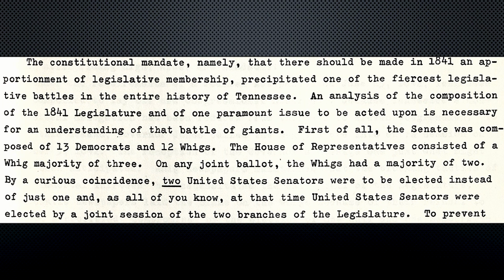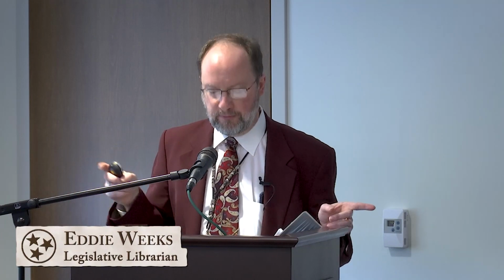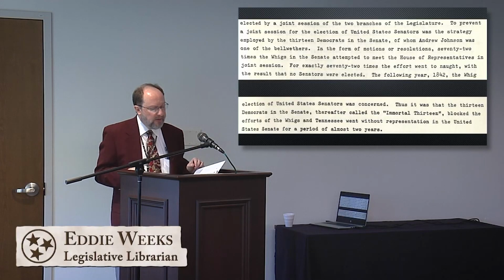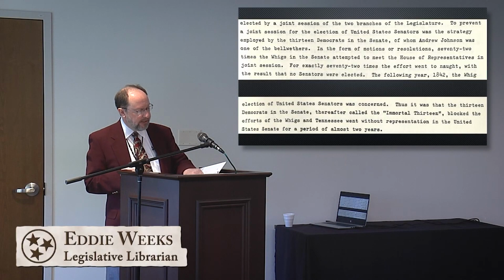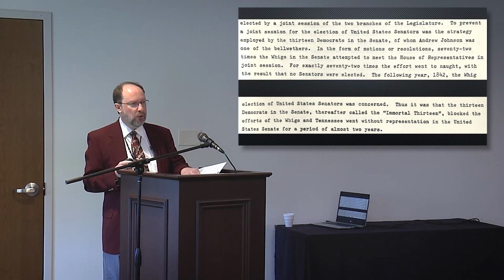By a curious coincidence, 2 United States senators were to be elected instead of just 1, and as you all know, at that time United States senators were elected by a joint session of the 2 houses of the legislature. So, Democrats controlled the Senate, but Whigs controlled the House, and the Whigs had a majority on any joint vote. To prevent a joint session for the election of United States senators was the strategy employed by the 13 Democrats in the Senate, of whom Andrew Johnson was one of the bellwethers.